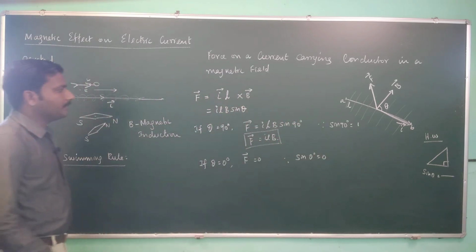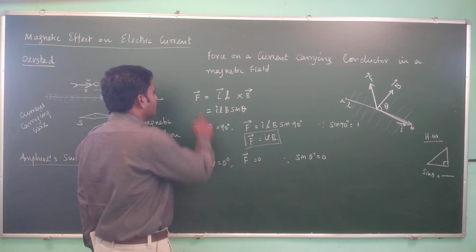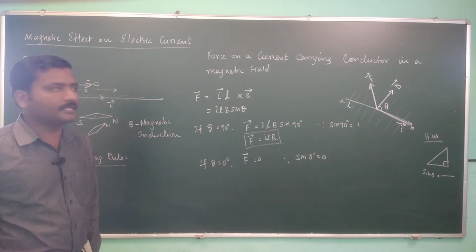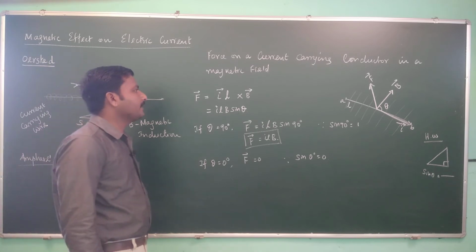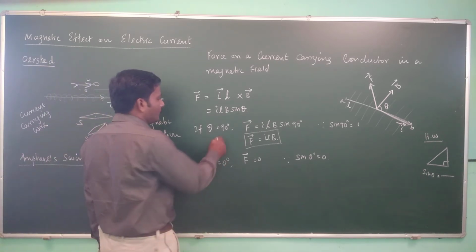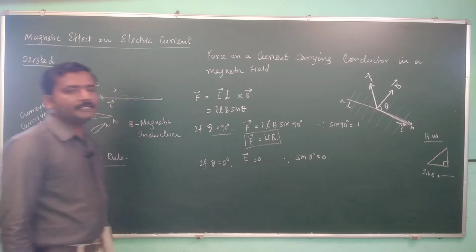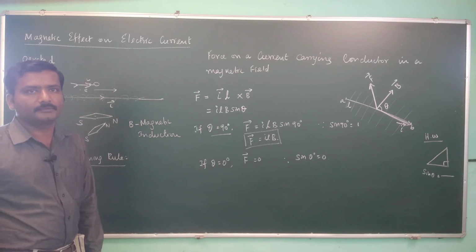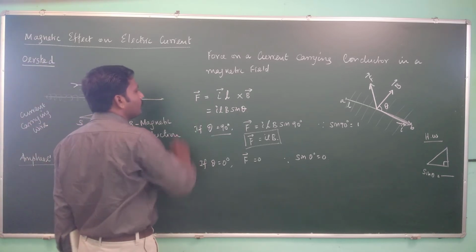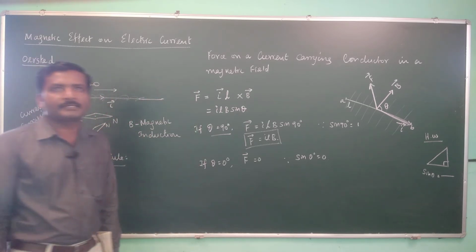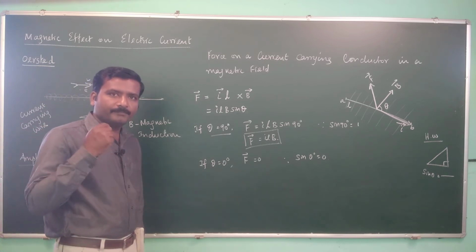So it means that the force exerted because of the interaction of the current carrying wire under magnetic induction is maximum when the angle between B and I, that is current and magnetic induction, is perpendicular. And if it is 0, the force is 0, when the magnetic induction and the current flow in the same direction.